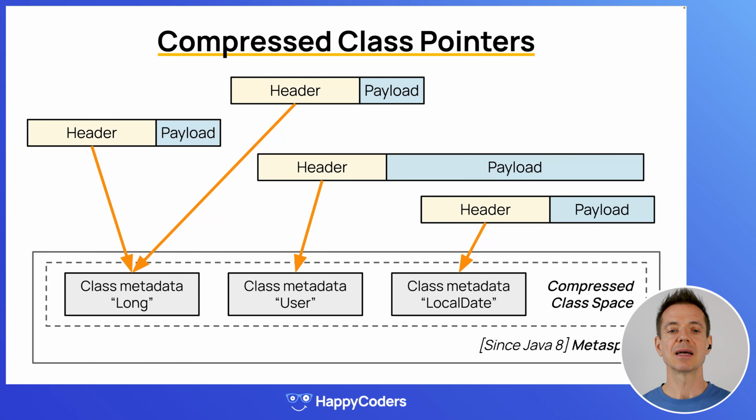At first glance, compressed class space sounds as if the class metadata stored there were compressed. But that is not the case. What is compressed are the class pointers. However, the compression of class pointers works differently than that of object pointers, the compressed OOPs.